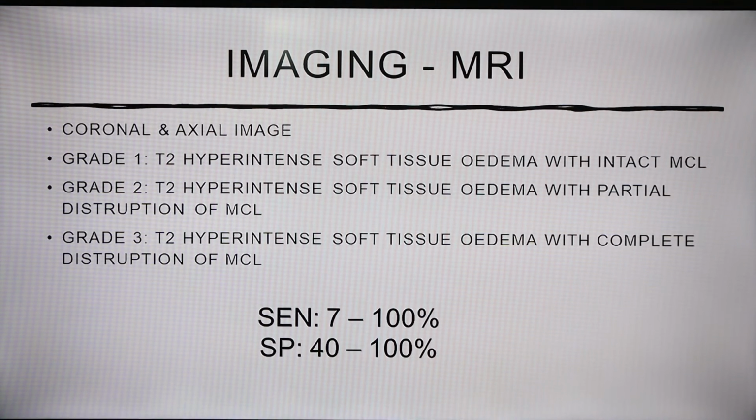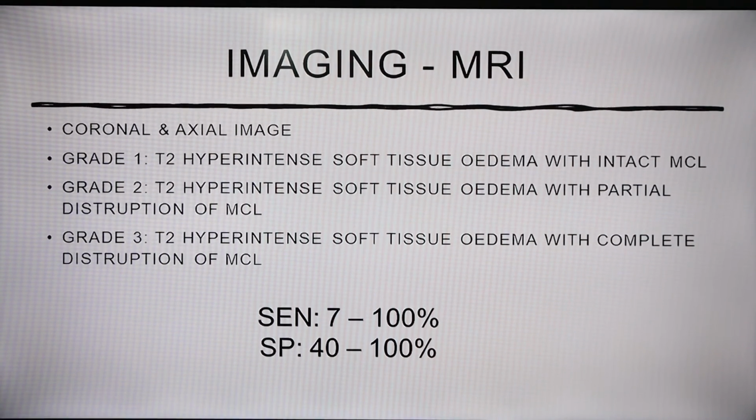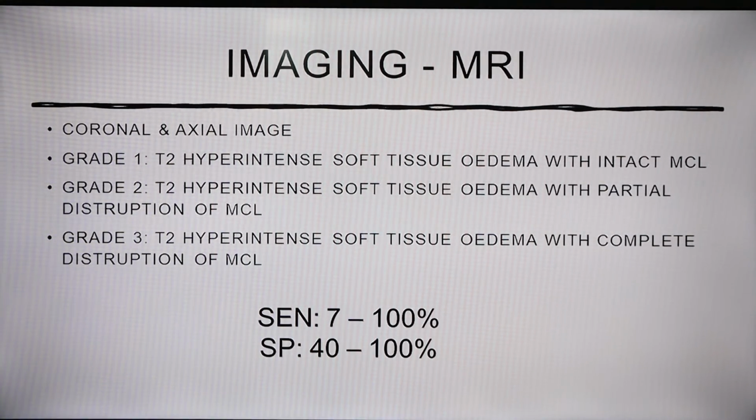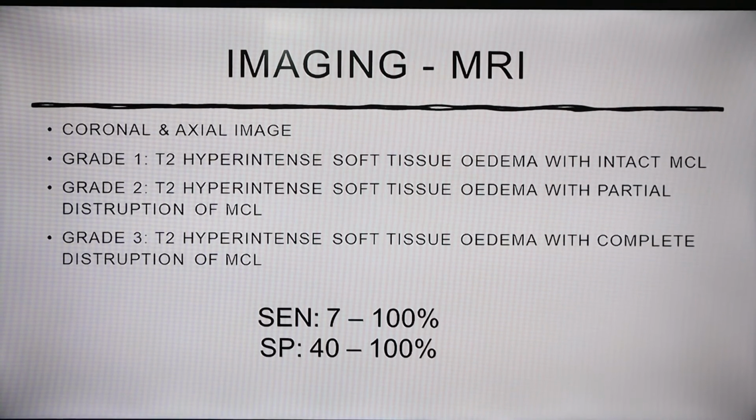If you have an MRI, what you want to look for is the coronal and axial views. In T2 images, you look for a hyperintense lesion of the MCL along with tissue edema. In grade 1, you have an intact MCL, but there is a high intensity signal in the surrounding tissue. Grade 2 has partial disruption of the MCL, and grade 3 is complete MCL disruption.